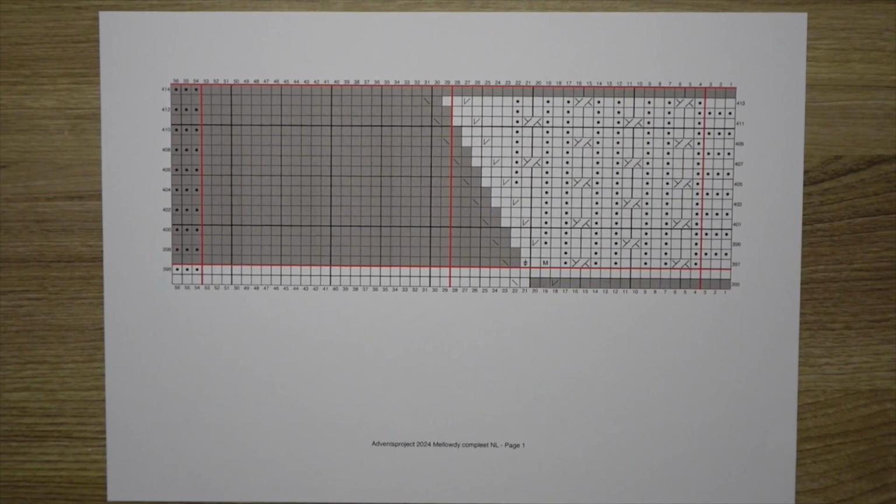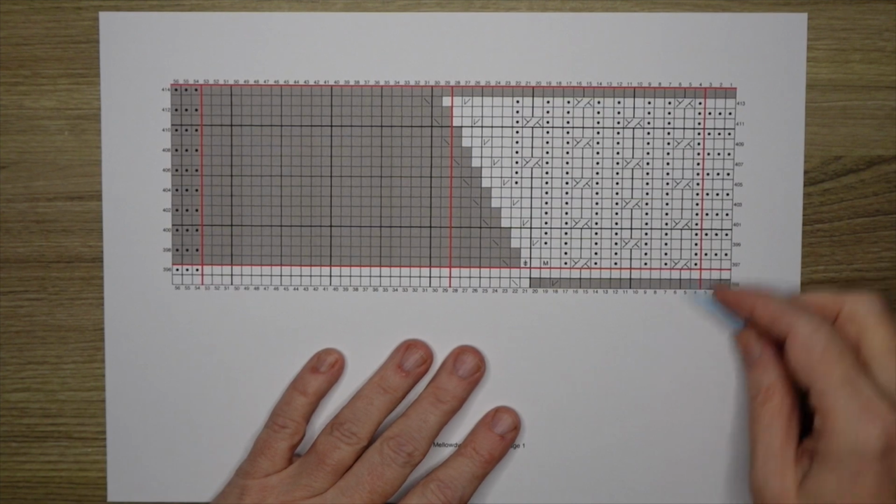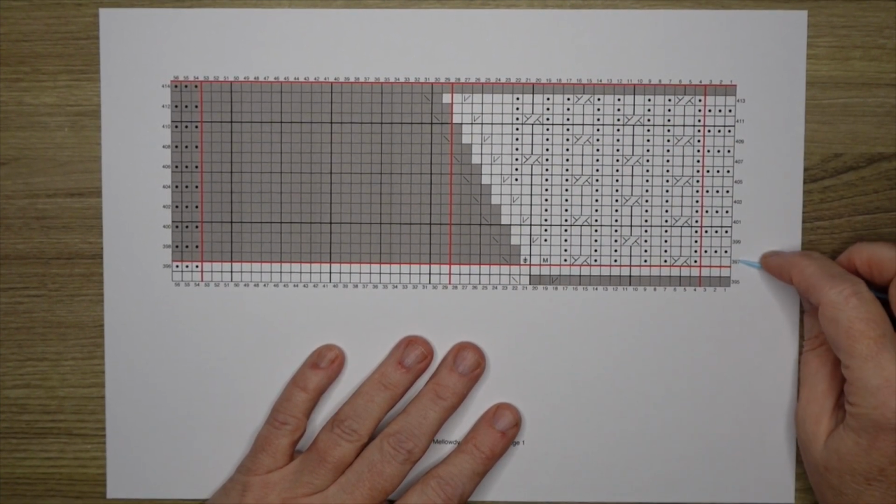Welcome to Mellowdy day 23, the penultimate day. This is today's pattern, and as usual, you start knitting above the red line.